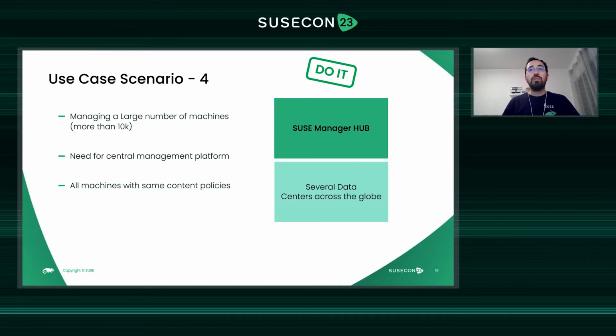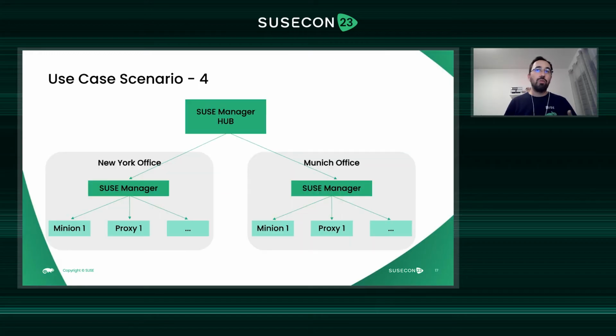And one example for this is several data centers across the globe that need to share the same update policies across all locations. We can look at this diagram to make it more clear. In this case, you have a SUSE Manager Hub server where you can configure your peripheral SUSE Manager servers and you can define your content. As soon as you are happy with your configuration and software channels and so on, you can copy all that content to the peripheral servers in each one of the offices or each one of your locations, and then update the minions that are connected to this local office.